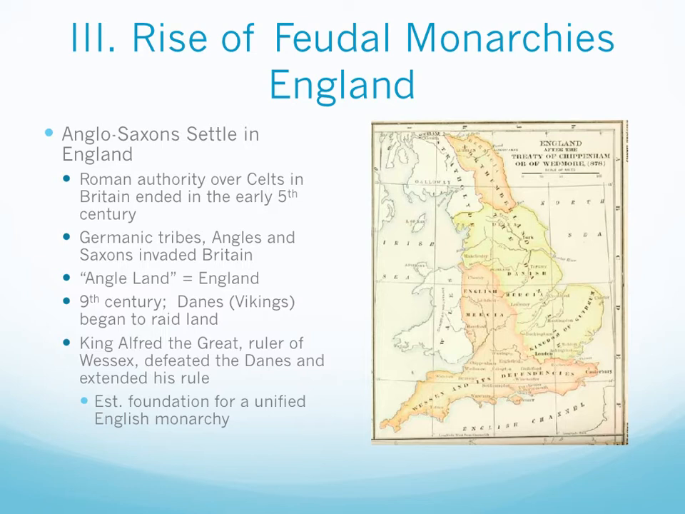Okay, during the 9th century, we also have the Danes, whom we would call Vikings. They are starting to raid the land of Britain, so they're coming into conflict with the Angles and the Saxons. And we have King Alfred the Great. He's the ruler of Wessex, which is an area, and you can see it there on the map, of Britain. He defeats these Vikings, and so he ends up ruling over, I guess you'd say, not a majority, but he's the ruler that has the most territory in England at that time. And so he establishes the foundation for a unified English monarchy.